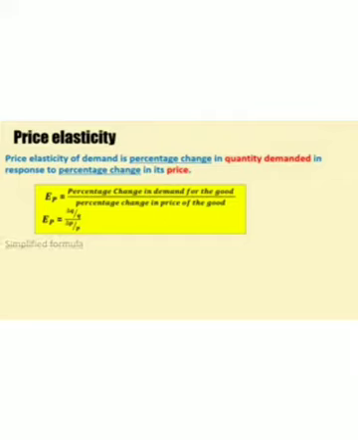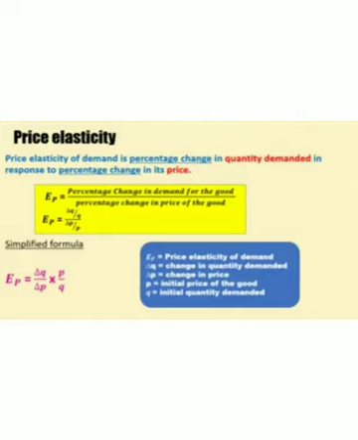If we simplify this formula, we get EP is equal to delta Q by delta P into P by Q, where EP is equal to price elasticity of demand, delta Q is change in quantity demanded, delta P is equal to change in price, P is initial price of the good, and Q is initial quantity of the good.